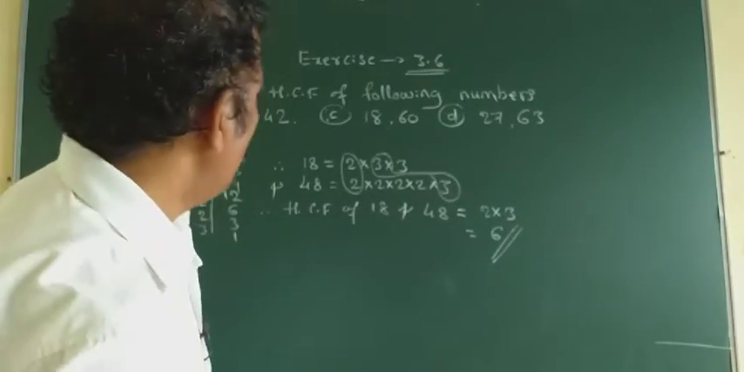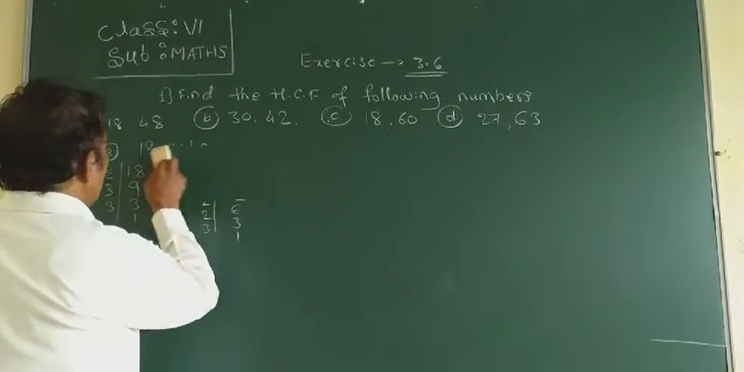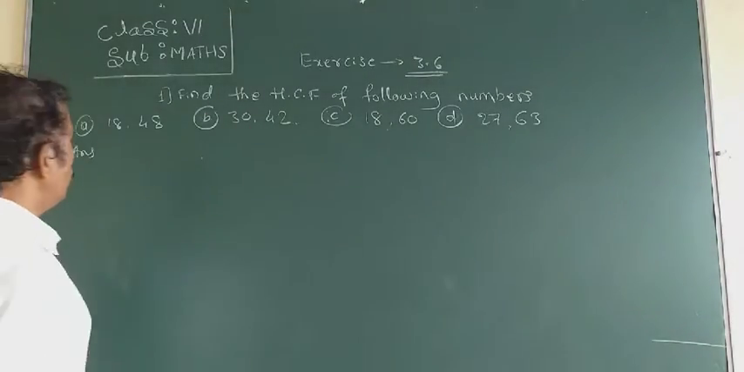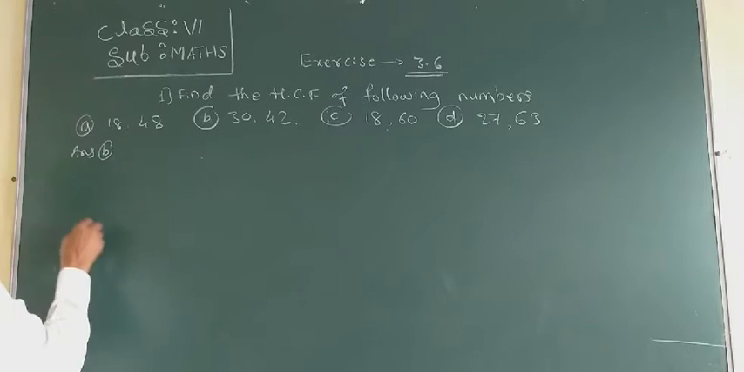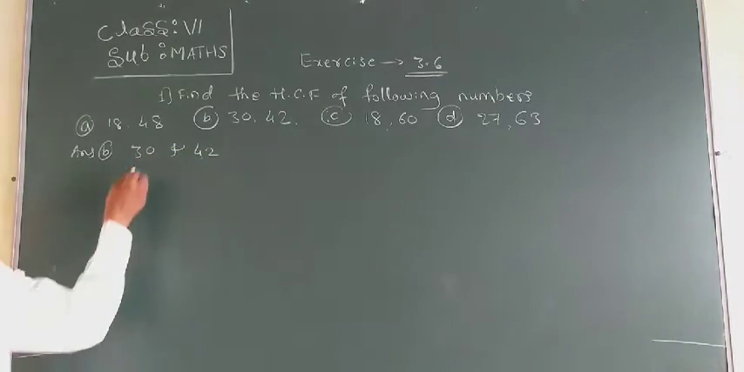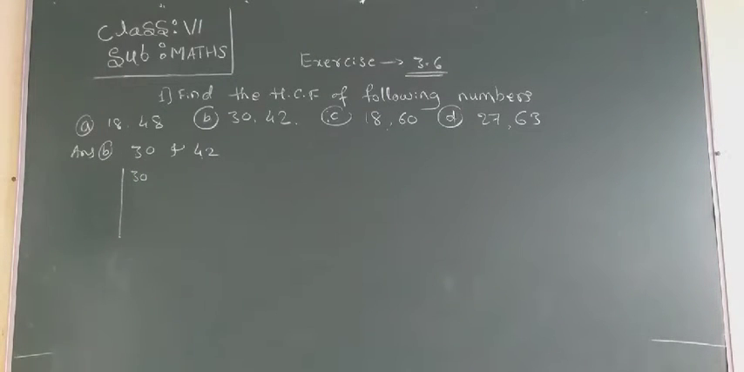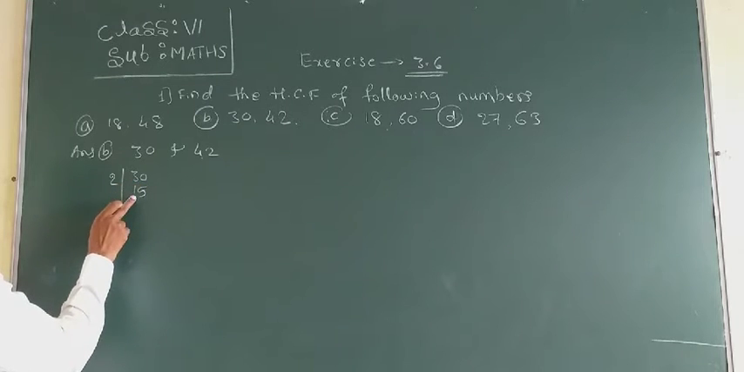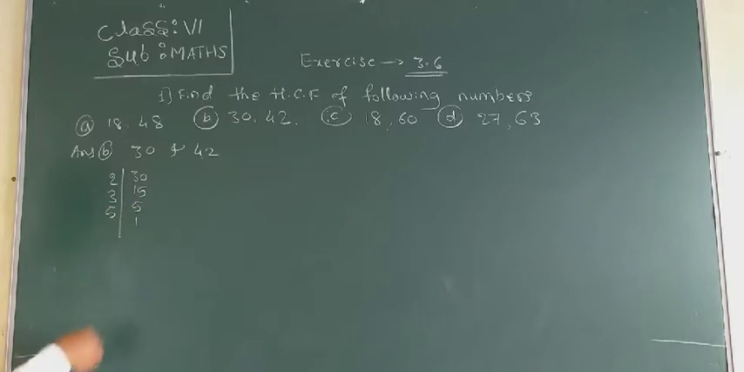Similarly, take question number B. In question number B, we are given 30 and 42. Answer B. 30 and 42. Write the first number 30. Take its prime factorization. Divide 30 by 2. 2 15s are 30. Now divide 15 by 3. 3 5s are 15. 5 1s are 5.